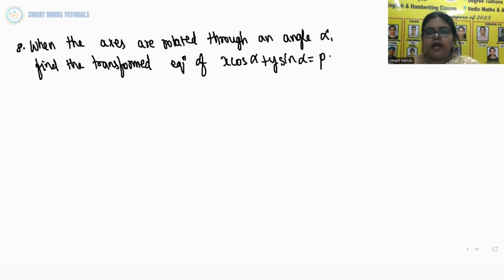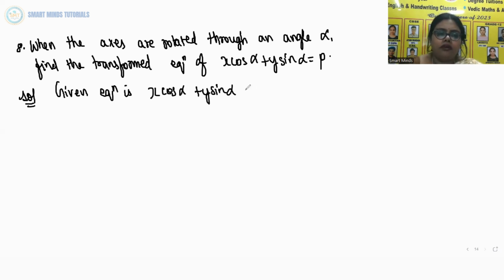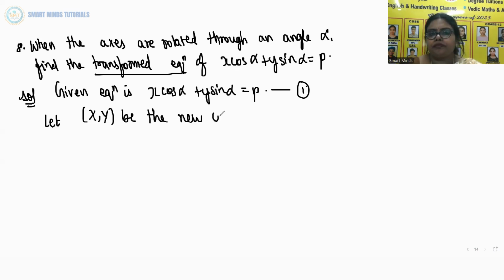Take this question: when the axes are rotated through an angle alpha, find the transformed equation of x cos alpha plus y sin alpha is equal to p. So first you write down the given equation. Given equation is x cos alpha plus y sin alpha is equal to p. This is equation number 1. They are asking us the transformed equation. So what do we write? Let capital X comma Y be the new coordinates of small x comma y.